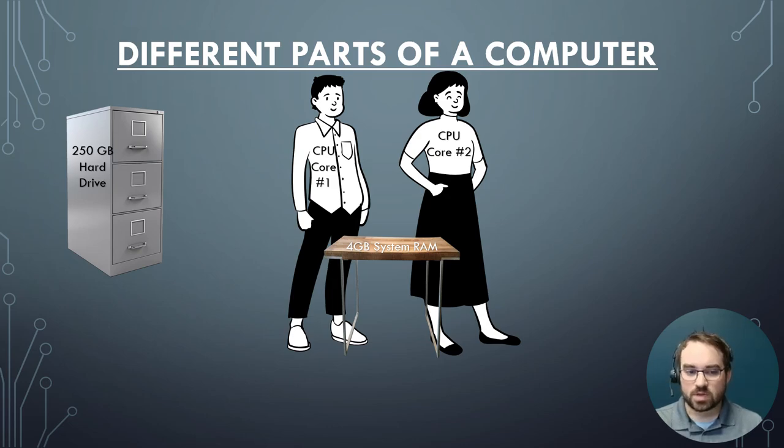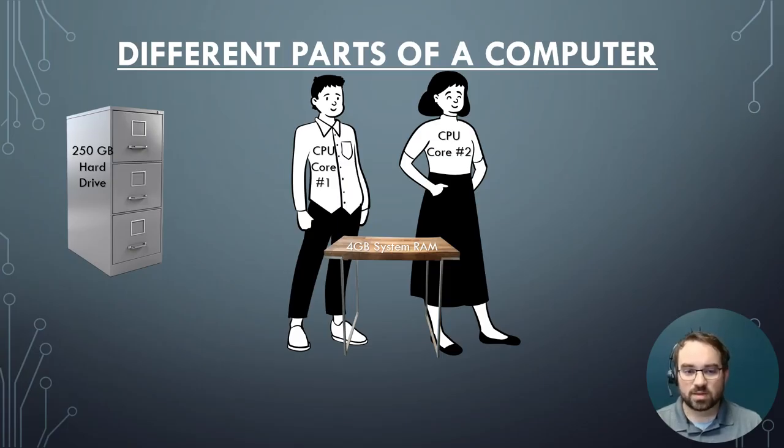So here you can see that we have in the middle RAM, which is represented by a table. And in this example, we have 4 gigabytes, or a nice small table, right? So RAM is basically how much surface space you have to open stuff up, right? How many things, tasks, internet browsers, so on and so forth can I have at one time?